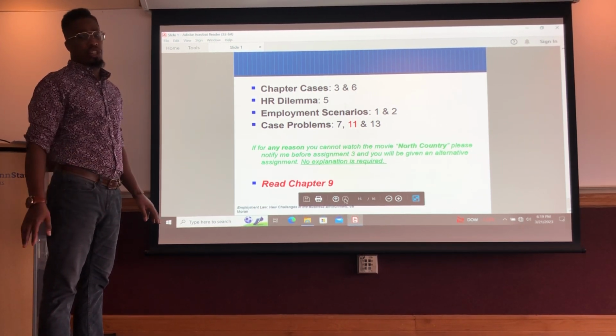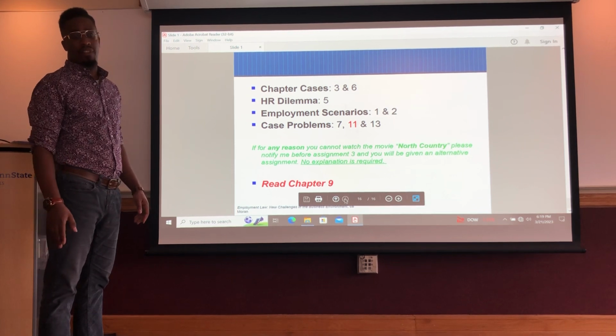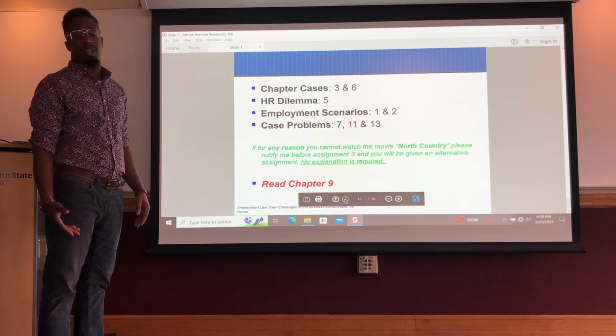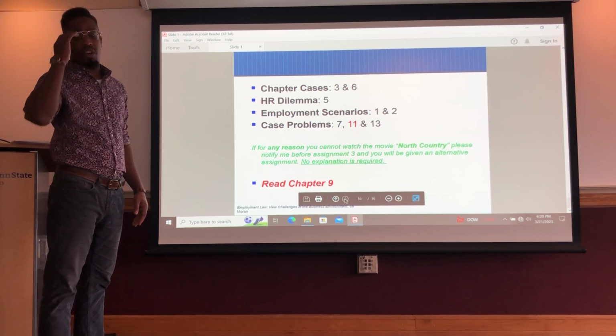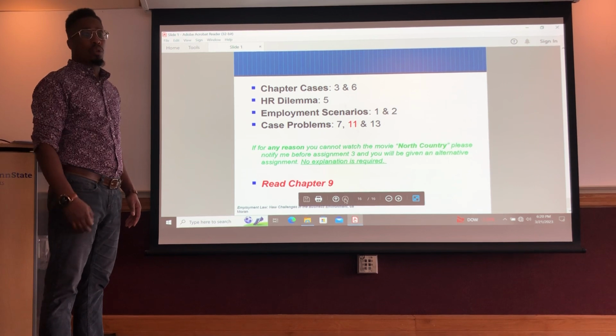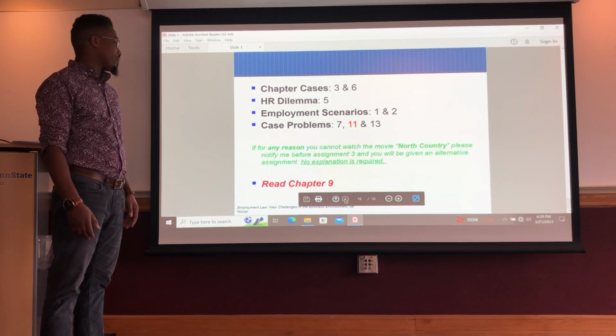Again, this is information. This is not to be taken as legal advice. For any legal advice regarding hostility or sexual harassment in the workplace, please speak with a professional attorney, an employment attorney in your state or locality that can help you with your problems.